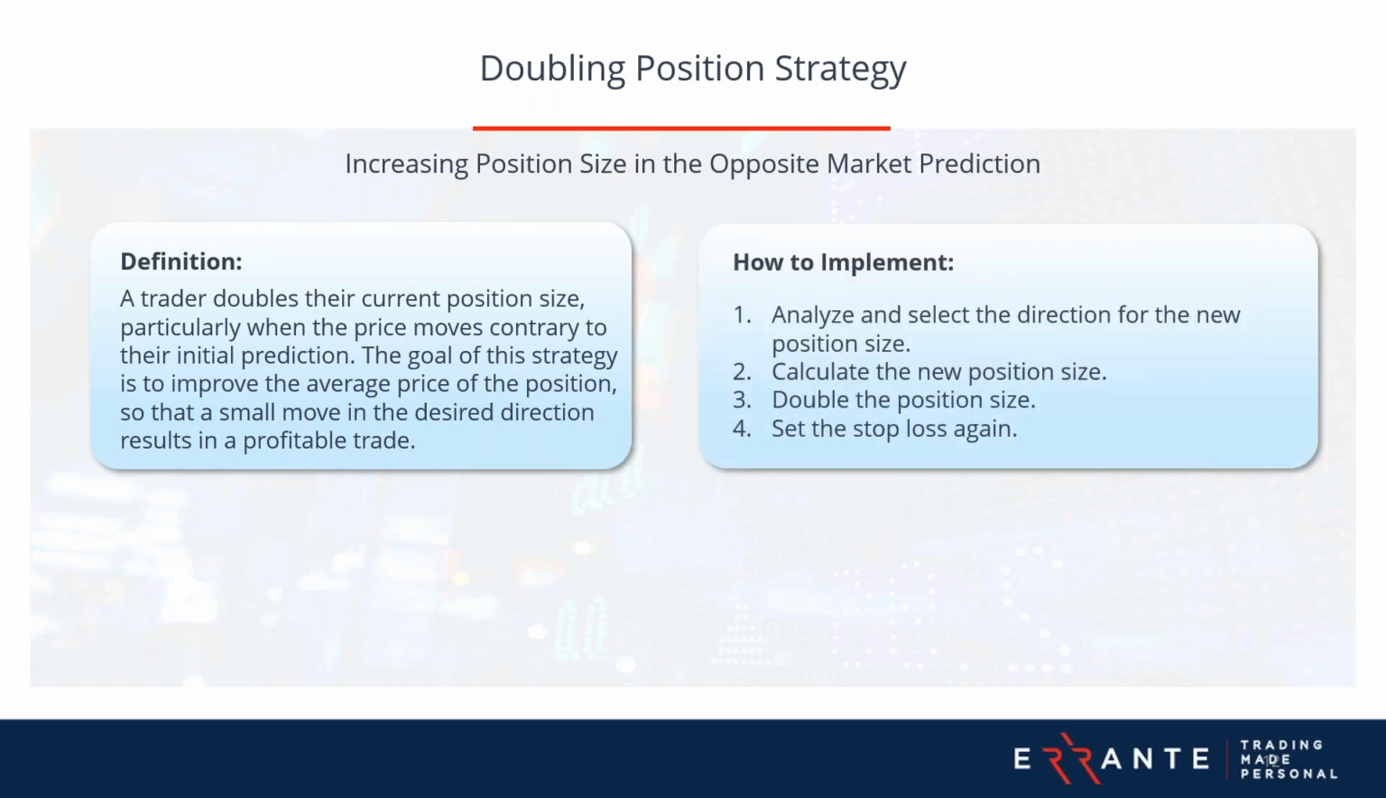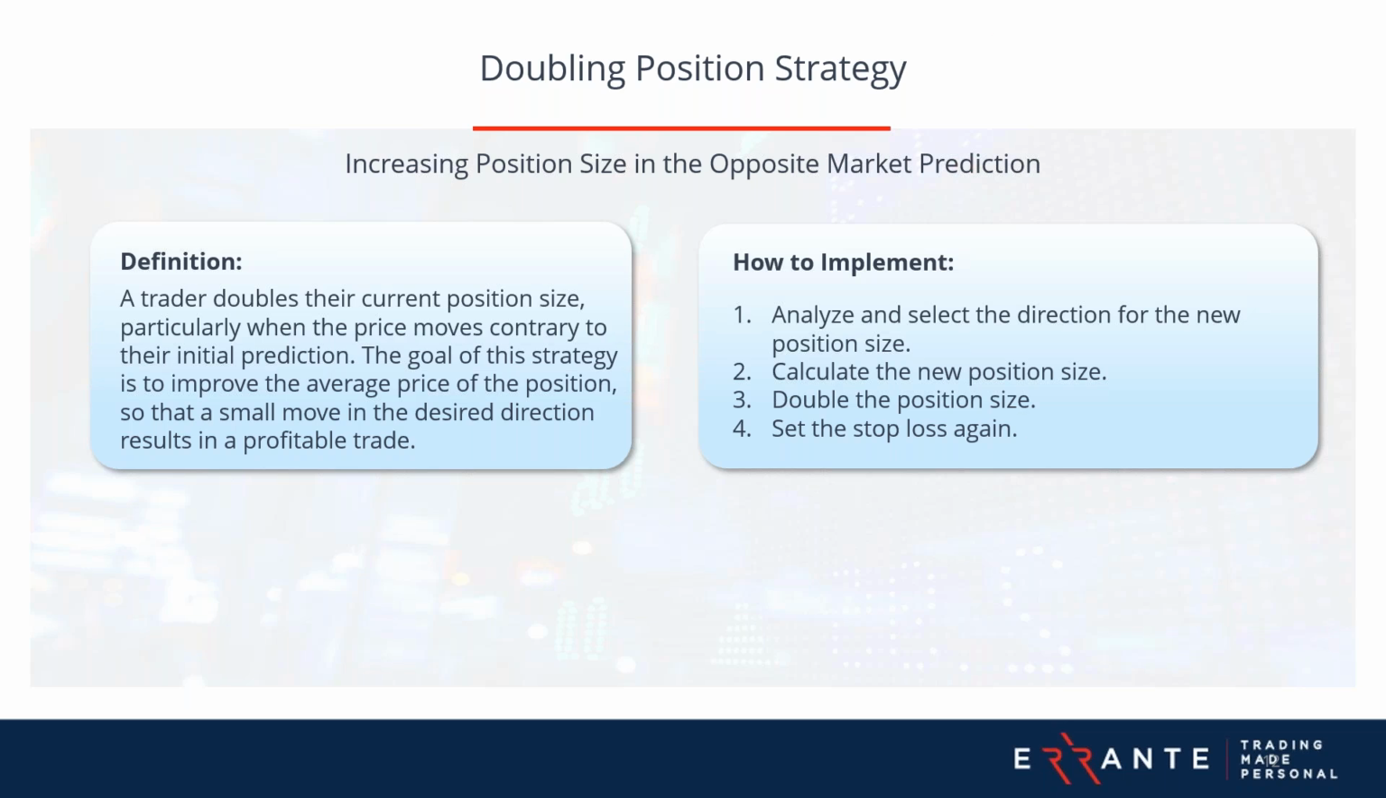Let's take a look at the implementation steps of this strategy. We need to begin by thoroughly analyzing the market to confirm that the initial trade direction is still valid. Guys, this is the most important part of this strategy. We need to see that our analysis about the market, about the initial trade direction, is still valid. This involves technical and fundamental analysis to justify the decision to double down.